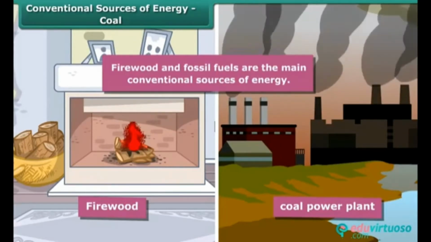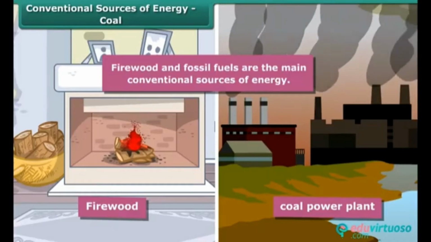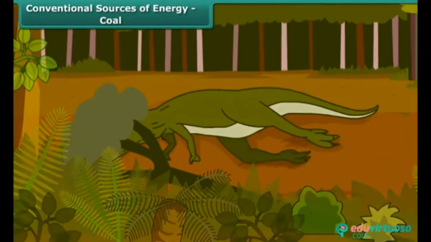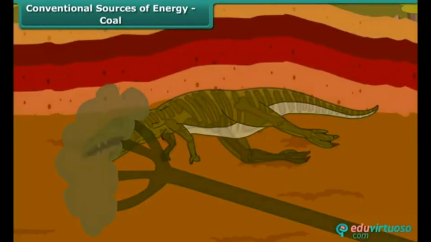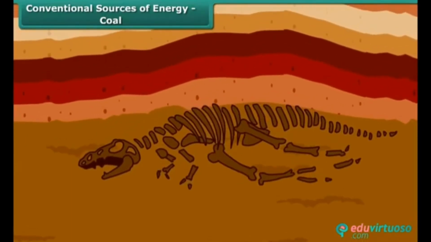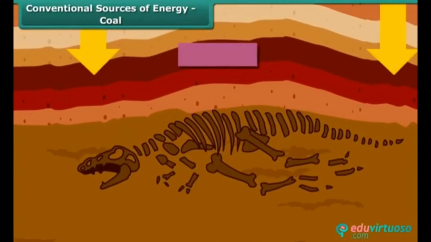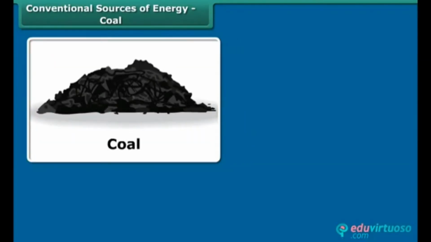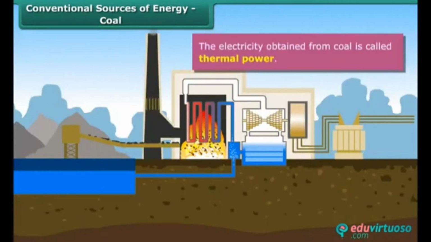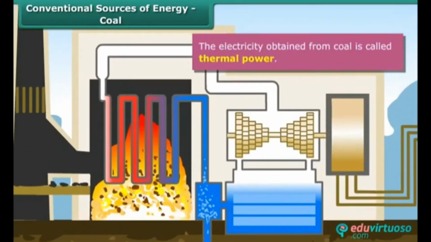Firewood is widely used for cooking and heating in villages. It is obtained from cutting of trees. Millions of years ago, remains of dead plants and animals were buried under the earth. On application of heat and pressure, they got converted into fossil fuels. Coal is the most abundantly found fossil fuel, which is used to generate electricity called thermal energy.